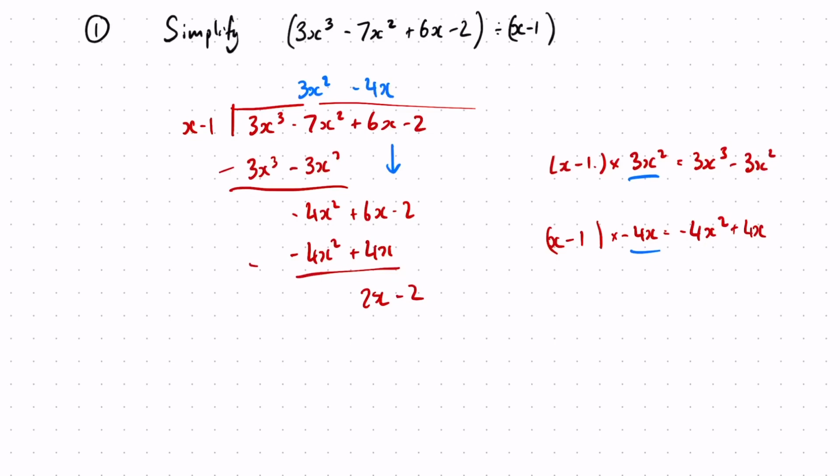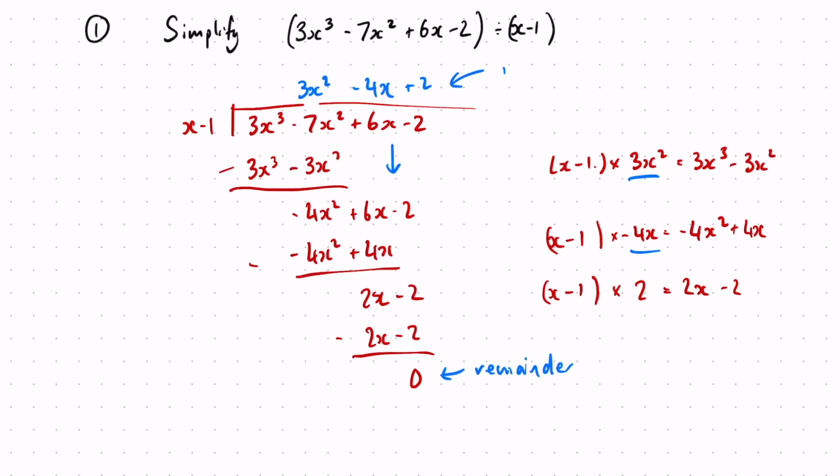Lastly, I need to find out what I multiply x minus 1 by to get 2x term, which is multiplying it by 2. When I multiply minus 1 by 2, I also get minus 2. So when I take away 2x minus 2 from here, I'm going to be left with 0. So I've got 0 remainder. Put my plus 2 at the top.